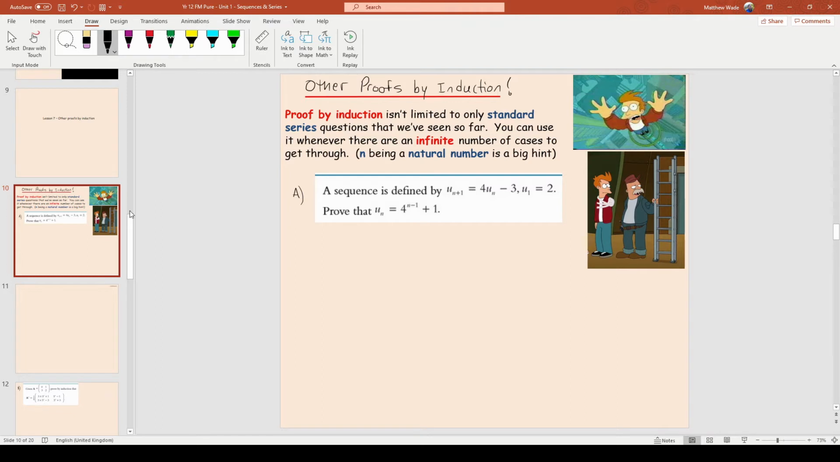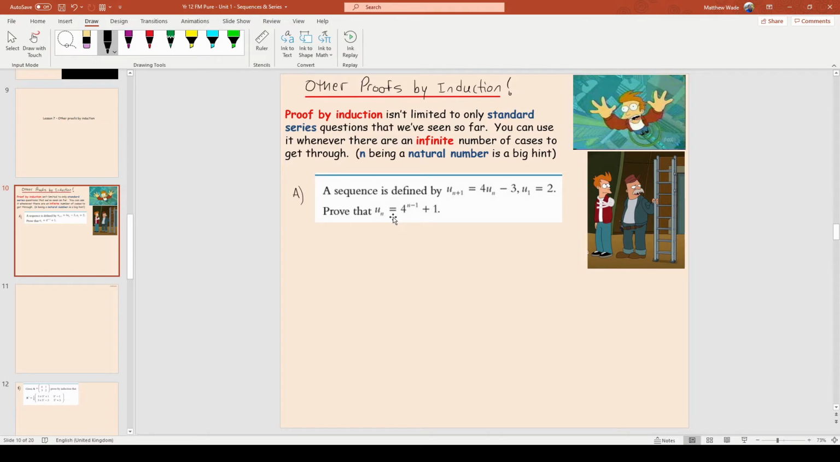I know all the ones that you did last time were linked to series. That was a whole bunch of numbers added together following a pattern, following a rule. That's what a series is, as you guys know. And we've only done proof by induction with series. Well, to be honest, you can use proof by induction in a whole bunch of different circumstances, okay? Proof by induction is good for whenever there's an infinite number of cases of something, okay?